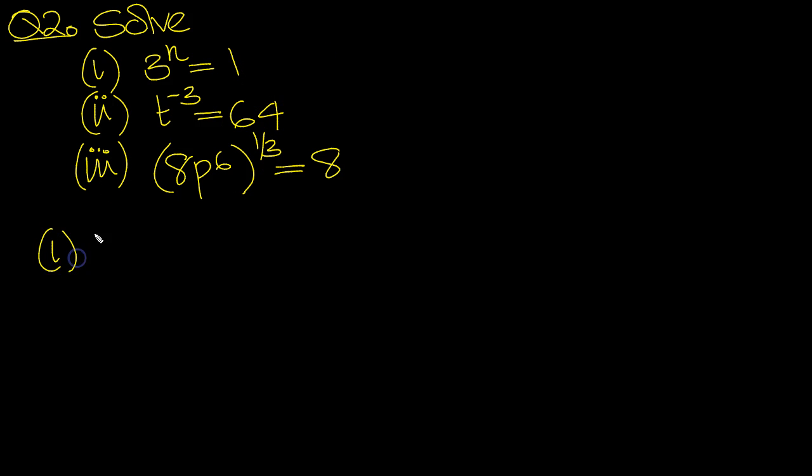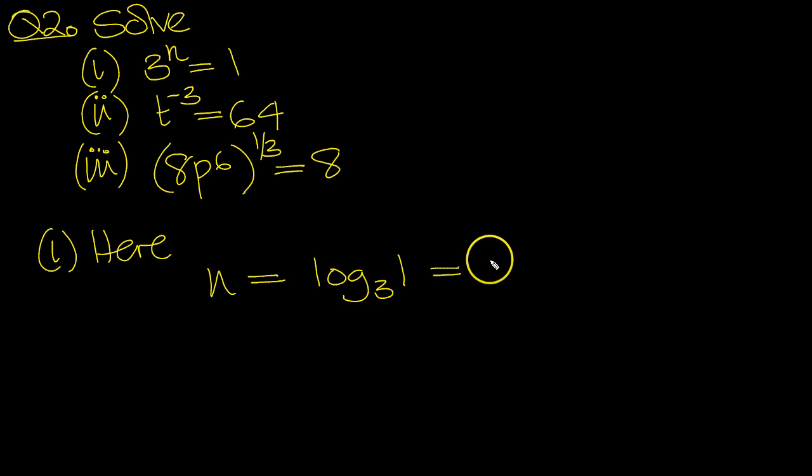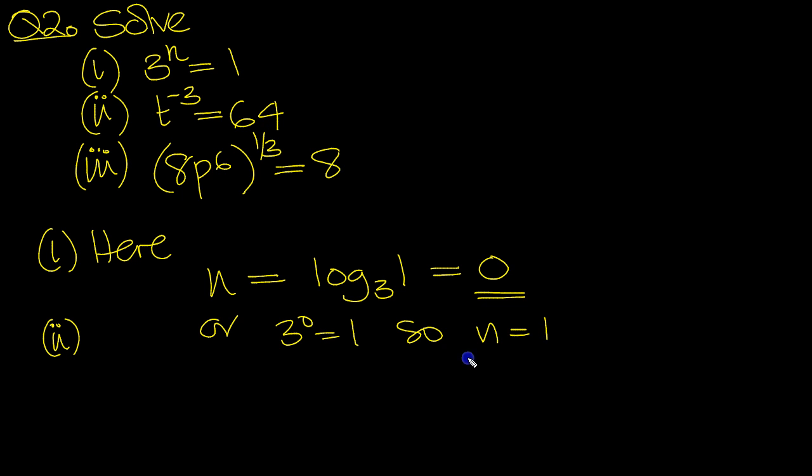So part 1, write down the equivalent logarithm form. n will drop down to ground level, and the 3 will swing down and be the base: log base 3 of 1. Any log base of the number 1 is 0. The other way you could have done part 1, by the way, is anything to the power 0 is 1, or 3 to the 0 equals 1, so n equals 1.